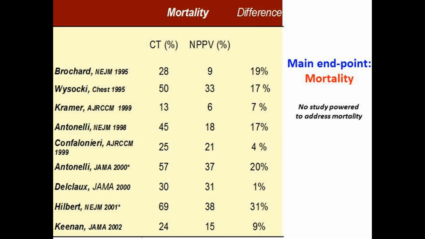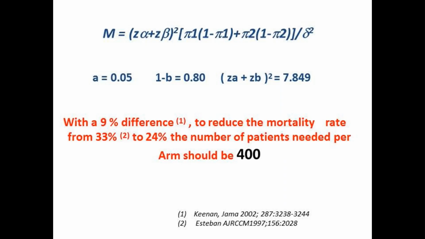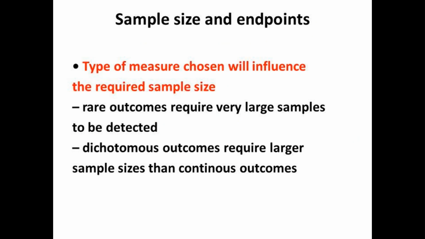But if you recalculate addressing the difference in mortality reported in the study by Andres Esteban, based upon that 9% difference, the number of patients that were needed per arm was much higher, 400. So it means that in these specific cases, the study was certainly underpowered. The type of measure may influence the required sample size, and in general, the choice of the primary outcome may influence the importance of the sample size. But again, sorry if I overlap a little bit with your presentation.